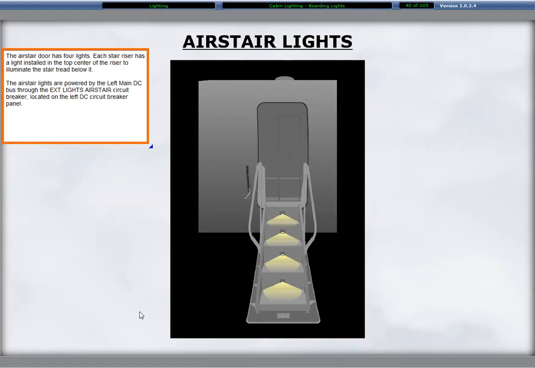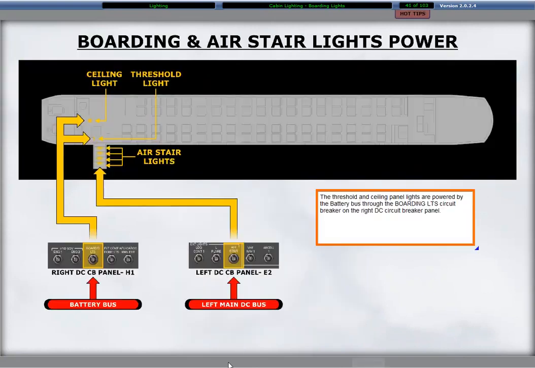The air stair lights are powered by the left main DC bus through the exterior lights air stair circuit breaker located on the left DC circuit breaker panel. The threshold and ceiling panel lights are powered by the battery bus through the boarding lights circuit breaker on the right DC circuit breaker panel.